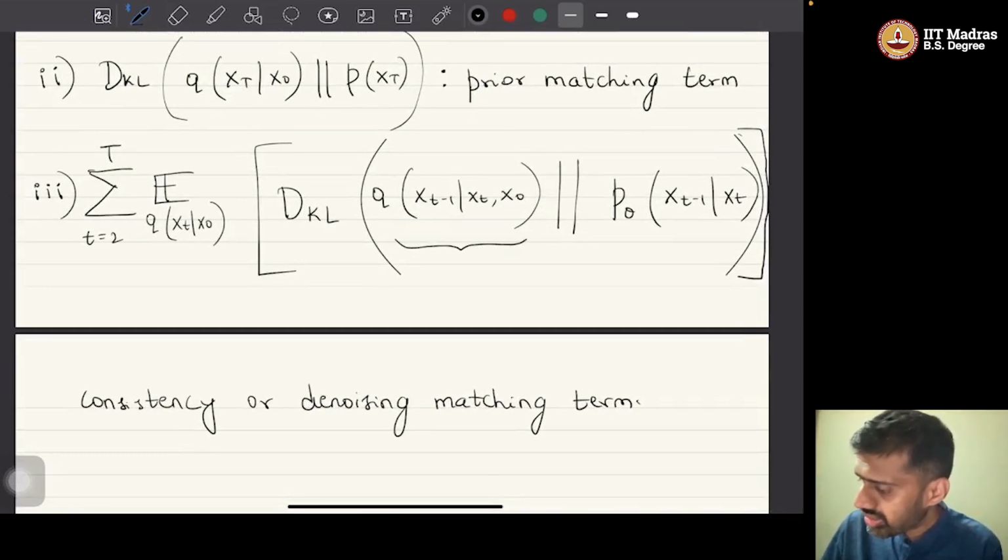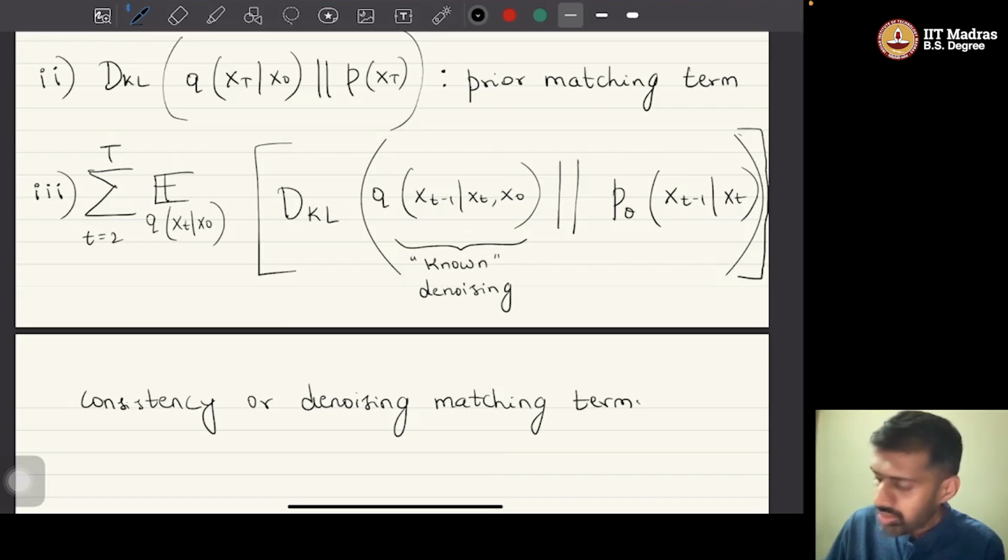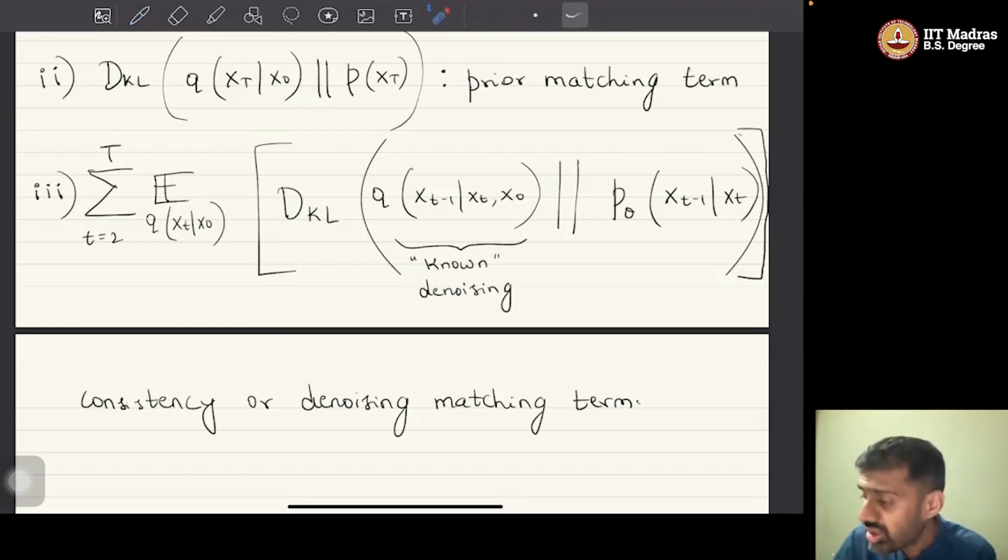be seen as known denoising. So denoising is the decoding process, as I said, right? The encoding is called the noising process, and this is the denoising process. So this is known denoising because given x naught and xt, we know what the distribution of xt minus 1 is. So this is a known denoising process. This corresponds to the known denoising, and this is the learnable or the model, the learnable denoising.